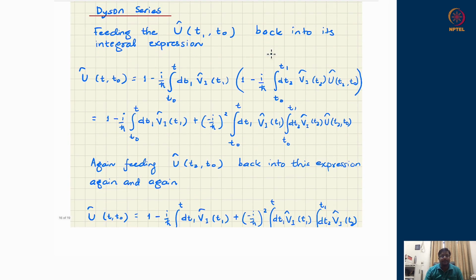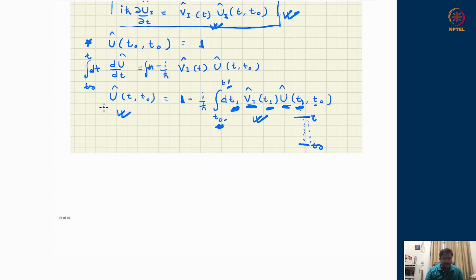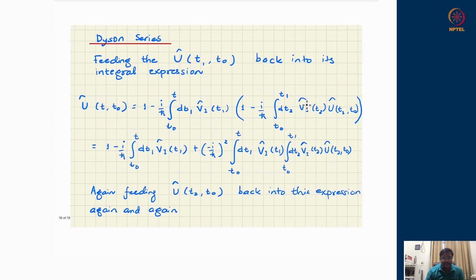Okay. So therefore, again, I can use the same expression which we have just written here. The same expression, I can feed it back for U of t1. U of t is an integration of identity minus iota over h bar times this integration. This I can feed in for U of t1. That means I can write 1 minus iota over h bar times Vi, where it was sitting as U of t1, t0. So therefore I can write U of t1, t0 as again identity minus iota over h bar.